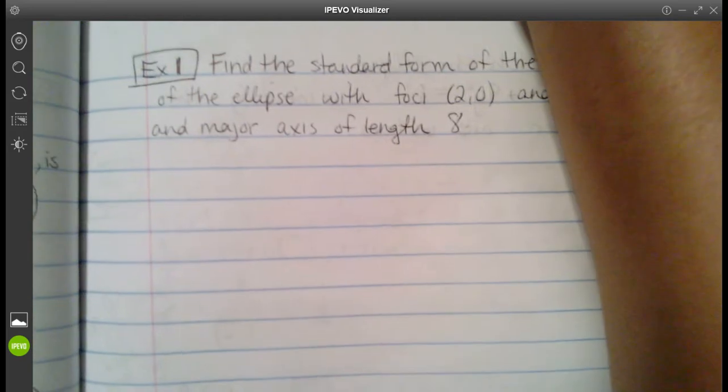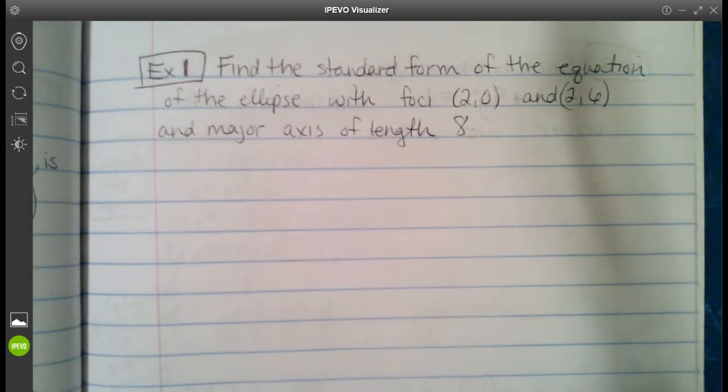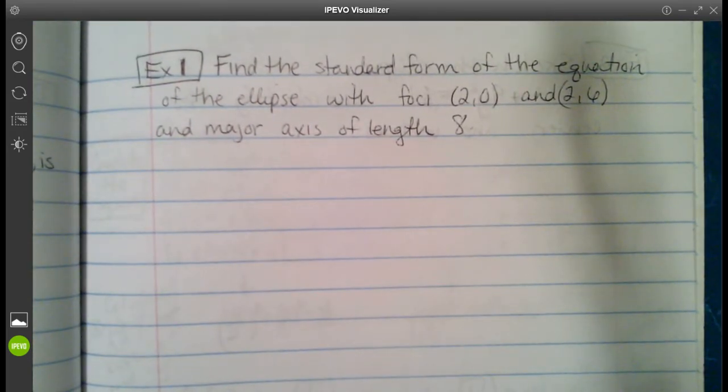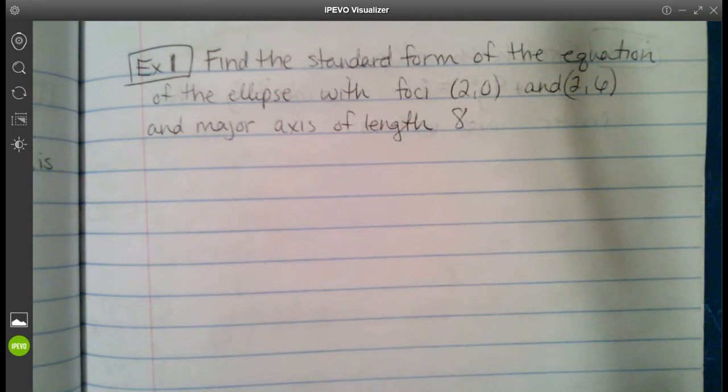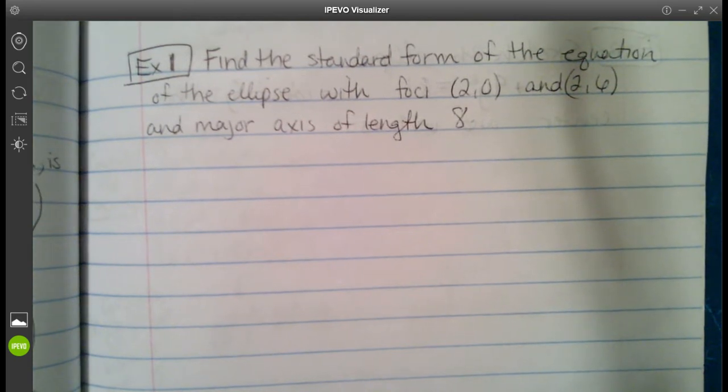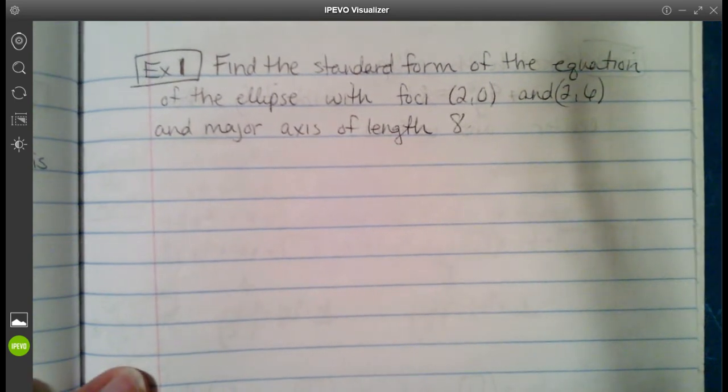Let's go ahead and start doing some examples. We do have 3 examples. The last one is done for us. Example number 1. It says find the standard form of the equation of the ellipse with foci (2, 0) and (2, 6) and major axis of length 8. So what we're going to do with this one is we're going to actually just graph it first and see what it looks like. Yeah.